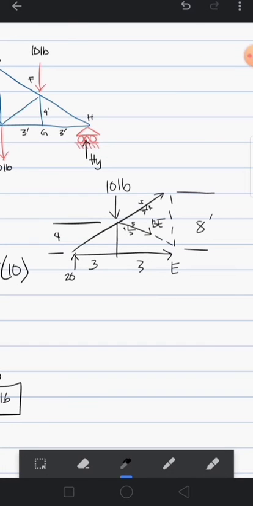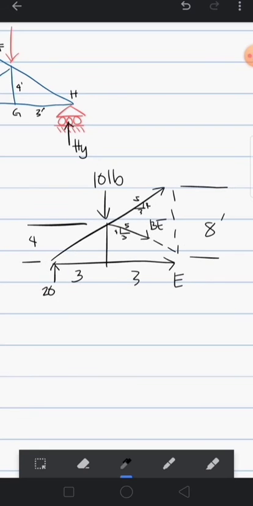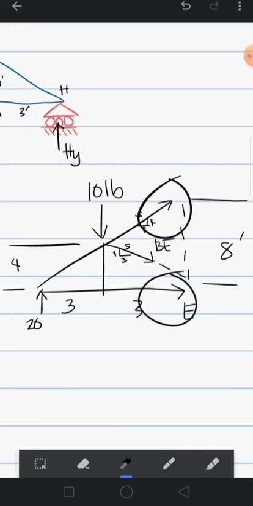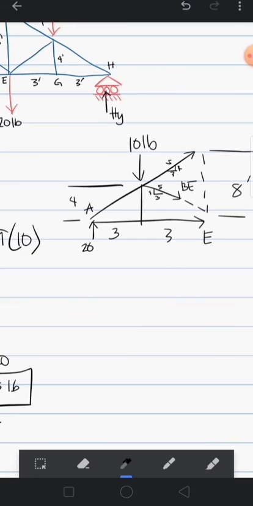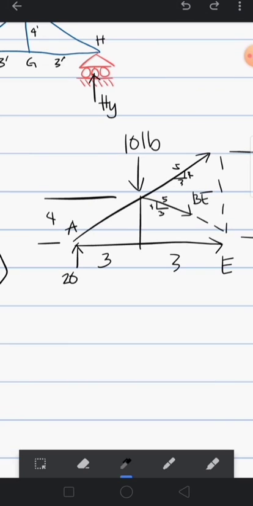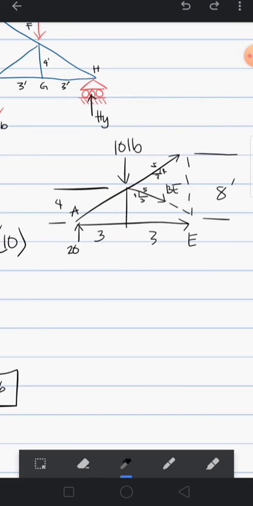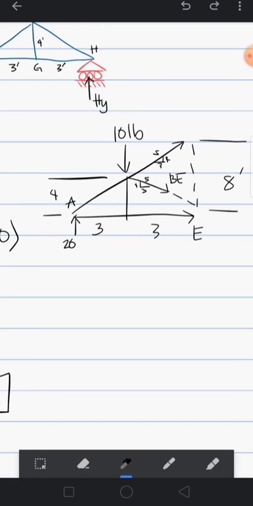Then, I can always choose where to take the moment. To eliminate the two unknown forces, all I need is BE, so I can take moment at A, so that these forces pass through the point where I take the moment. Whenever a force passes through the point where you are taking the moment, its moment is automatically zero, since it has no moment arm. With that, I can now solve for BE.